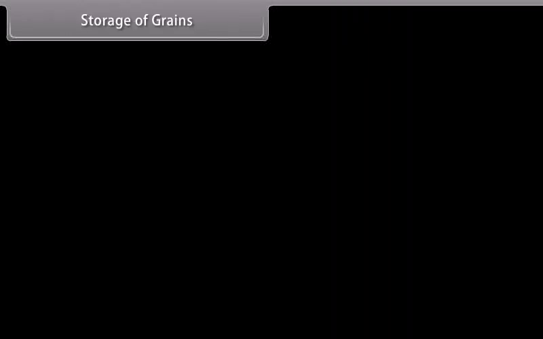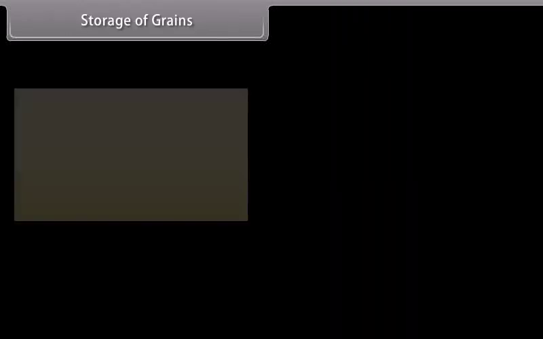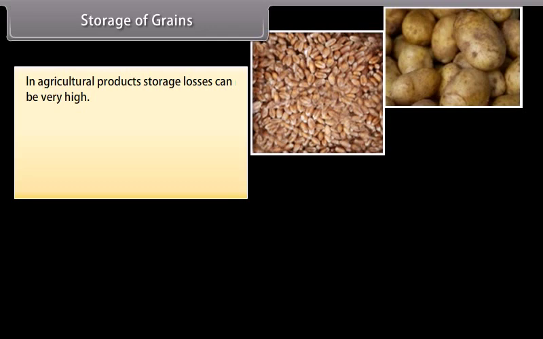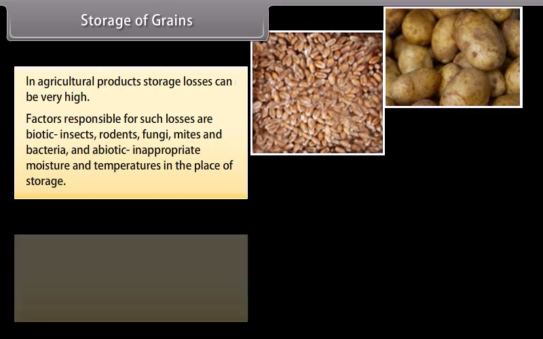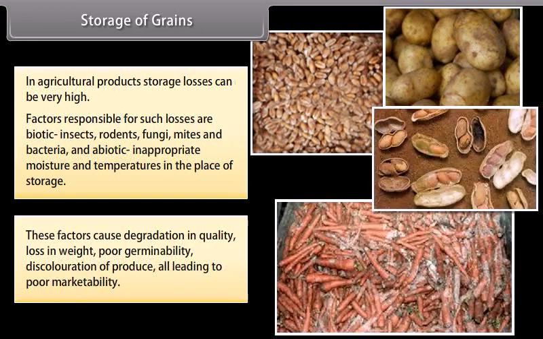Storage of grains. In agriculture products, storage losses can be very high. Factors responsible for such losses are biotic: insects, rodents, fungi, mites, and bacteria; and abiotic: inappropriate moisture and temperatures in the place of storage. These factors cause degradation in quality, loss in weight, poor germinability, and discoloration of produce, all leading to poor marketability.